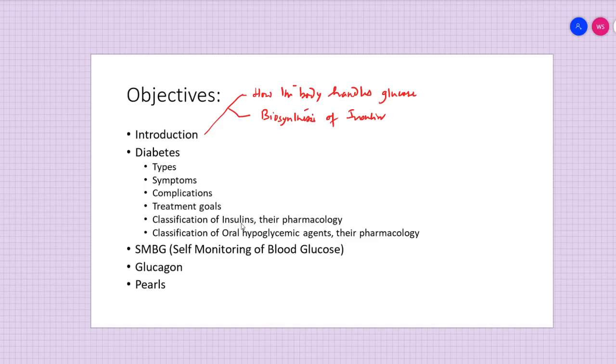Then we would be classifying insulins. We would be briefly looking at their pharmacology. And we would do the same thing with oral hypoglycemic agents. Subsequently, hopefully, we would look at self-monitoring of blood glucose, and we'll study the pharmacology of glucagon. And hopefully, at the end of all this, we will end up with some pearls which we can use in our practice.